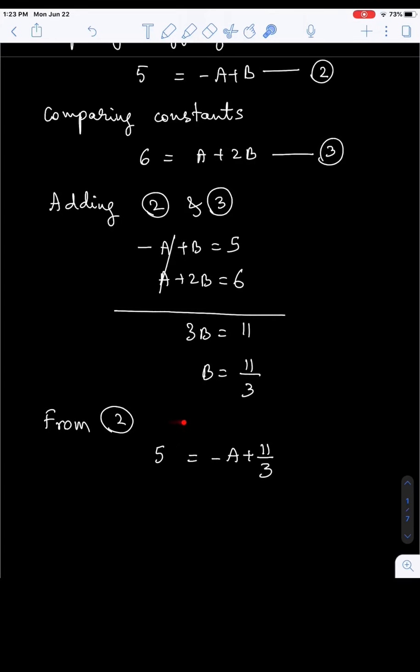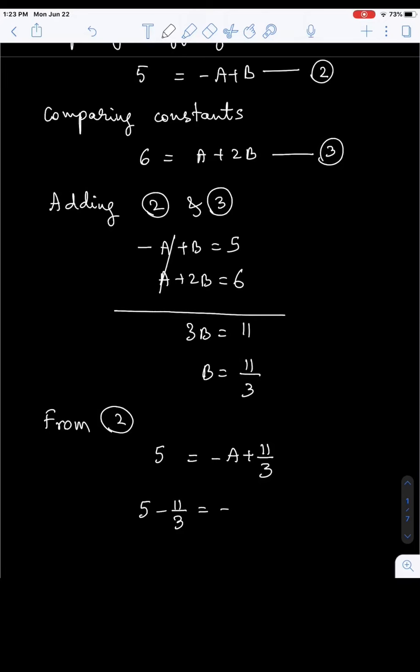Dear students, see here, from 2 means go to equation 2. Where is it? It is here. And 5, I have kept 5 here. And minus a, and in place of b, put 11 by 3. And this plus will become minus when it is taken to LHS.